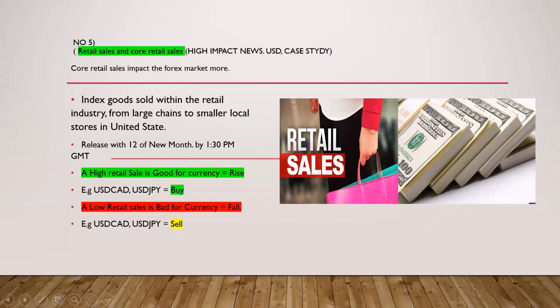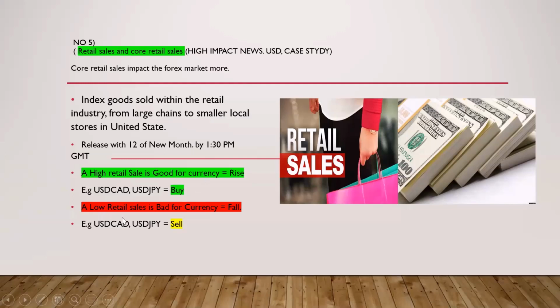Why we say within this time is that it could come out around the 15th of the month, or it could also come out around the 12th of every new month, exactly by 1:30 p.m. Now, a high retail sale is good for currency. When there are more retail sales, it means more people are buying products, more people are getting money. So it is good for the currency of the United States, and you buy USD/CAD, USD/CHF, or any currency where the dollar is the base, exactly by 1:30.